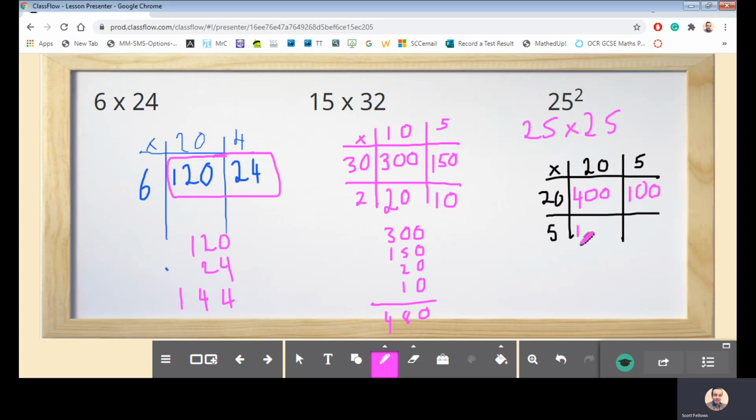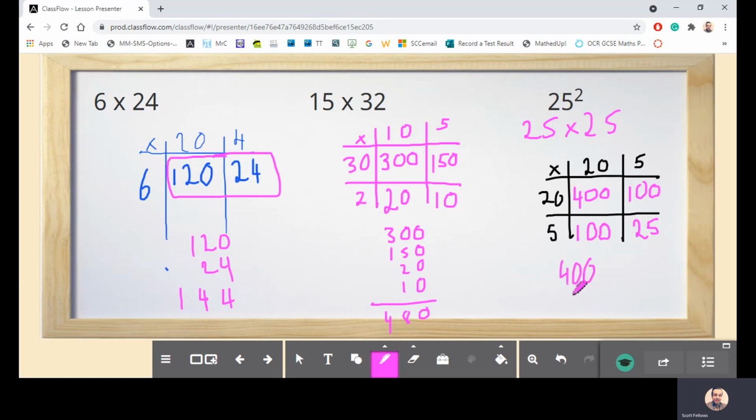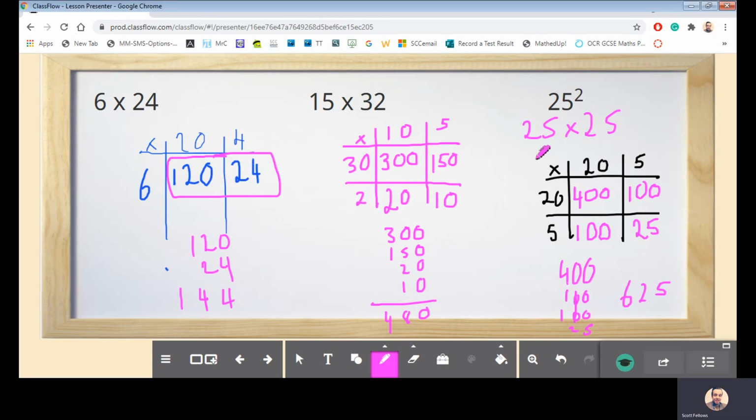2 times 5 is 10. Bring down the 0, which is another 100. 5 times 5, 25. Now I'll add together all these pink numbers. So 400, 100, 100, and 25. So all the 0 and a 5, 0, 0, and a 2, 4, 5, 6. So 25 squared is going to be 625.